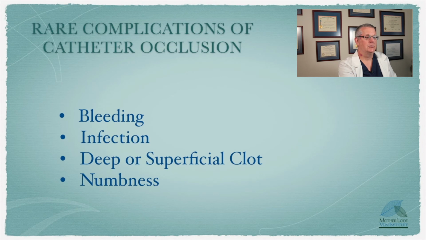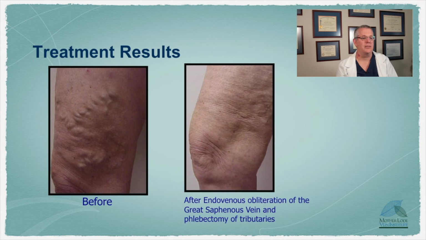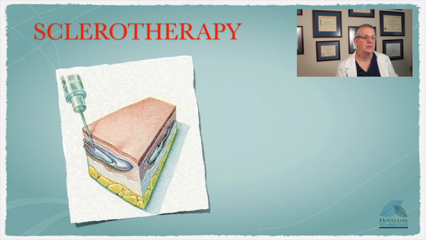Which brings me to the next thing I want to talk about: there are some complications or risks that we worry about with these techniques. Bleeding, infection, blood clots, and numbness are the four things that I worry about. Those are rare, but they can occur. And those are the potential complications that can occur with the catheter-based techniques. So this is a typical patient that I treated, where I performed radiofrequency ablation of the great saphenous vein, and then I also performed at the same time microphlebectomy, where I hooked and removed the veins, and this is a before and after type of picture.